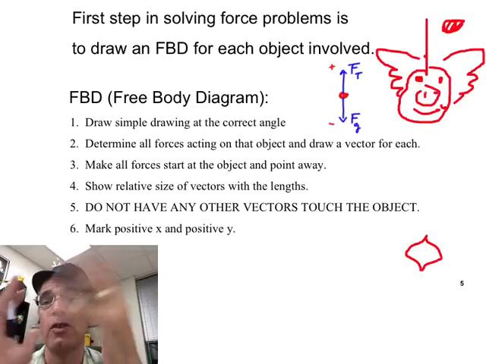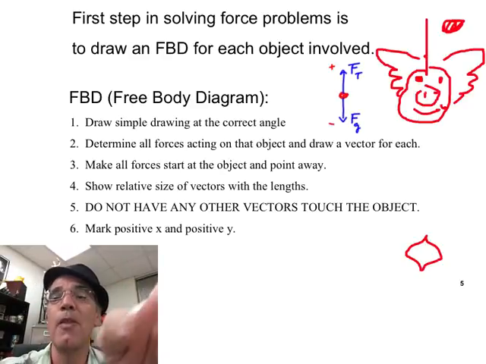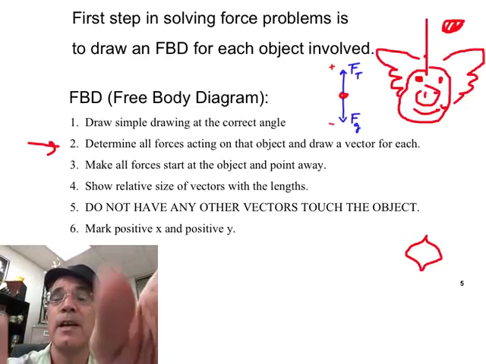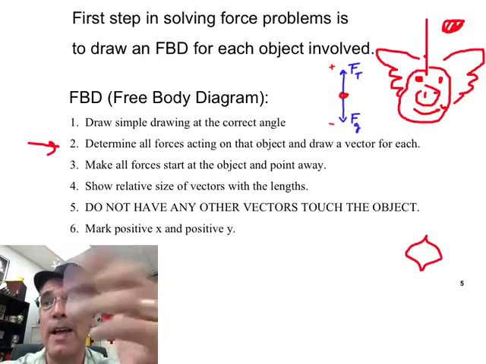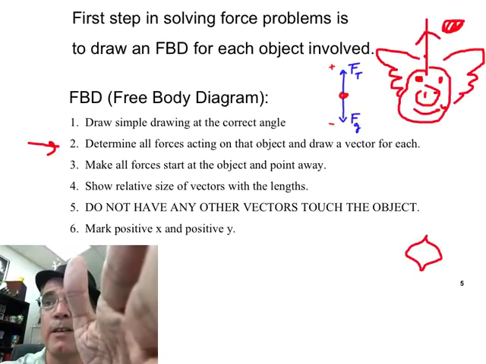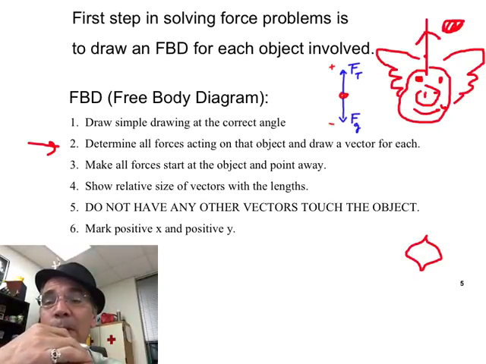In this case, we just have a circle, so we're going to leave it that way. Determine all the forces that are acting upon your object. In this case, we know gravity because we're on Earth. There has to be something that's pulling it back up. That's the force of the rope, which we call tension. We put it on our free body diagram and we label it.